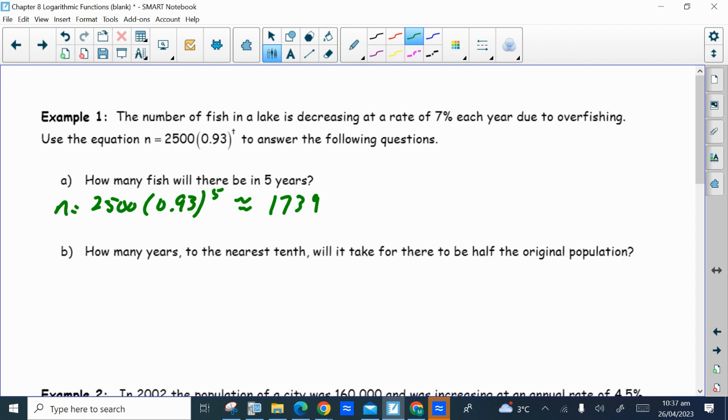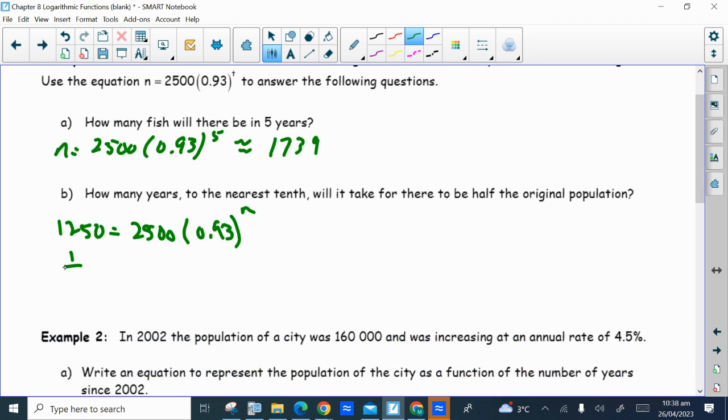How many years will it take for there to be half of the original population? Well, if we start with 2,500, half of that will be 1,250. So the growth rate is 0.93 every year. We need to know what n is, the number of years it'll take to get there. If you divide both sides by the 2,500, you will get 1/2 on the left. Equals 0.93 to the power n.